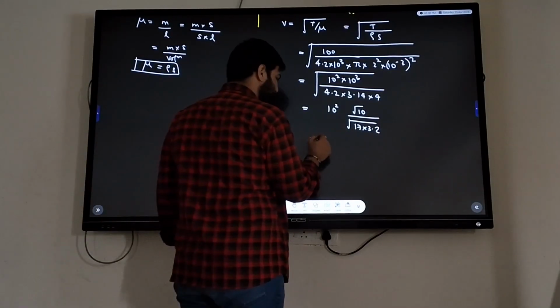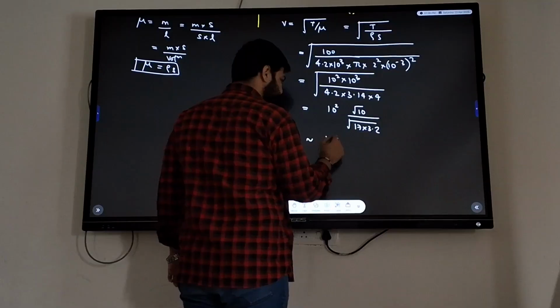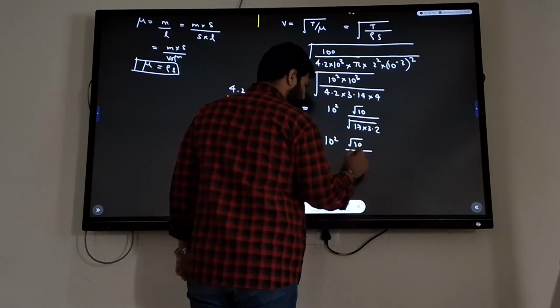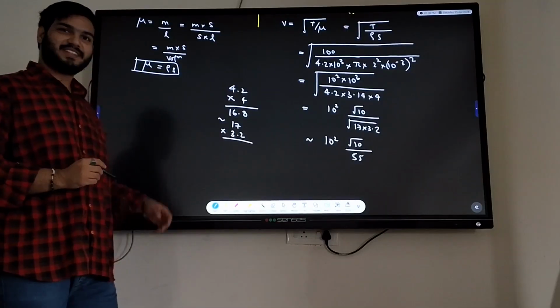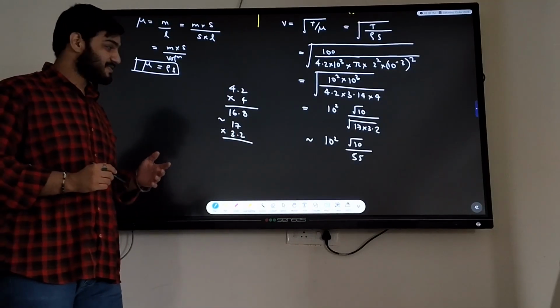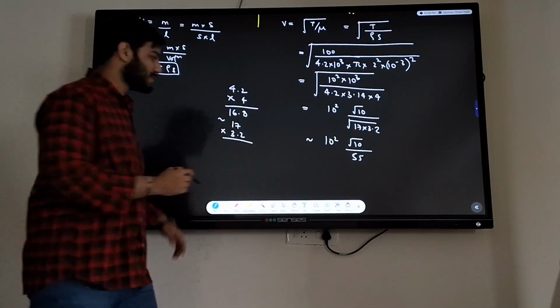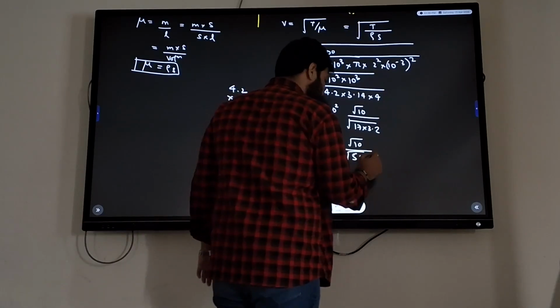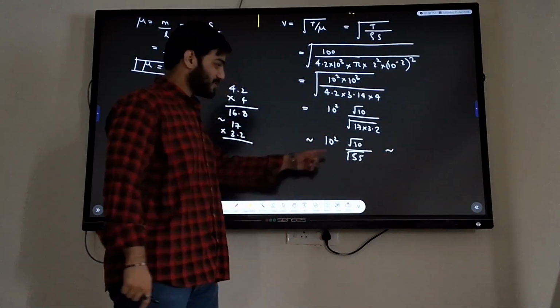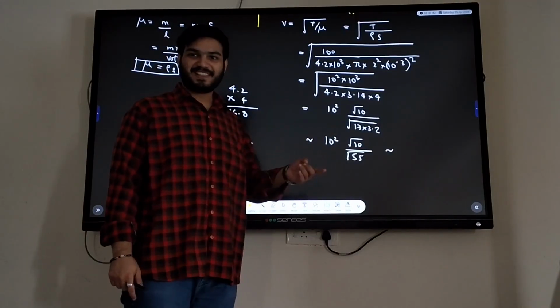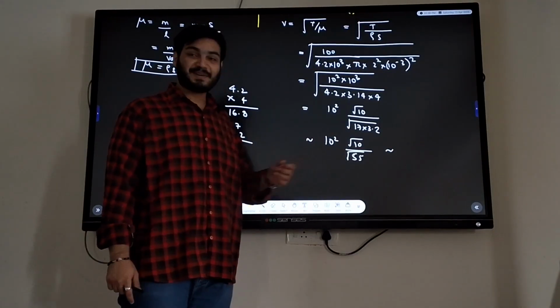54.55, 54, ये 55 मान लिया, और रूट 10 की वैल्यू कितनी अप्रोक्सीमेटली 3.255 रूट से रूट भी है इसमें। अब बताओ और क्या कर सकते हैं? 3 मान लो सर। रूट 10 को 3.2 मान दो, रूट 55 को क्या मान सकते हैं बताओ?